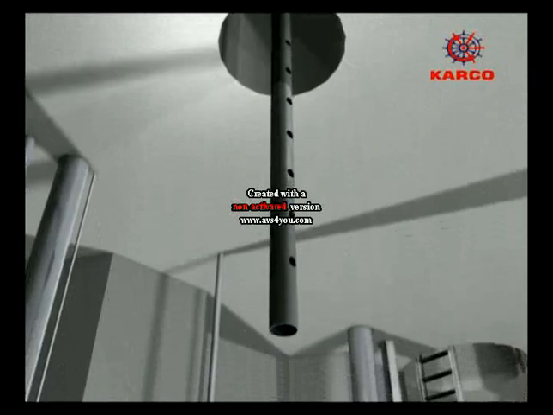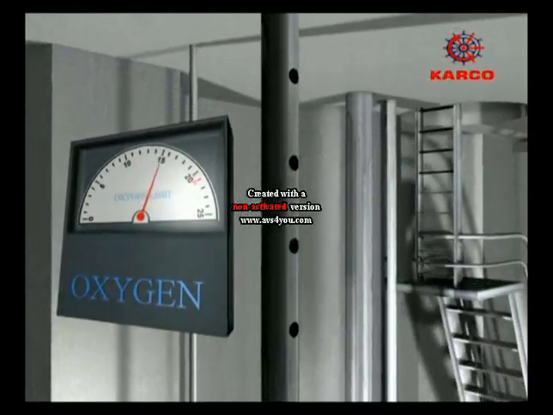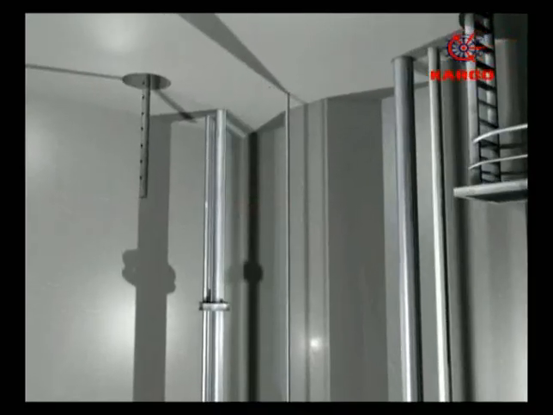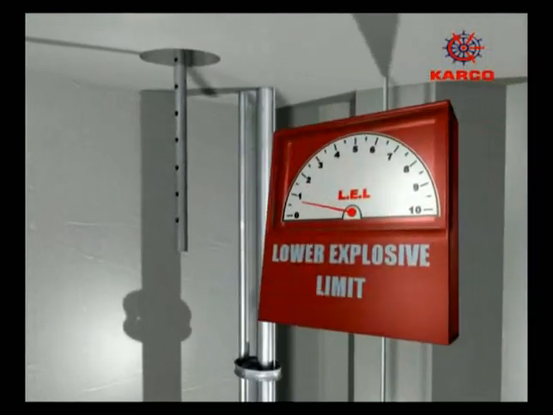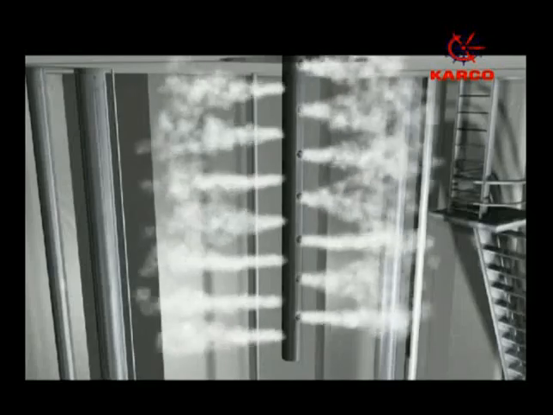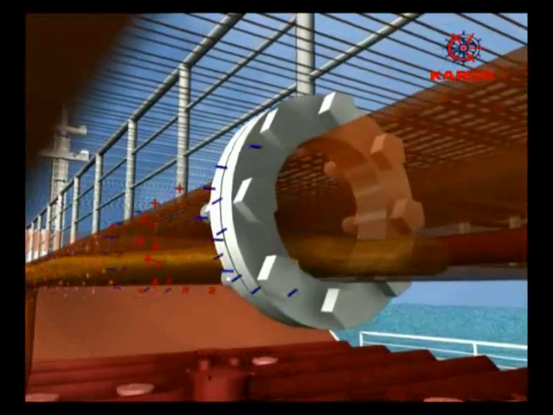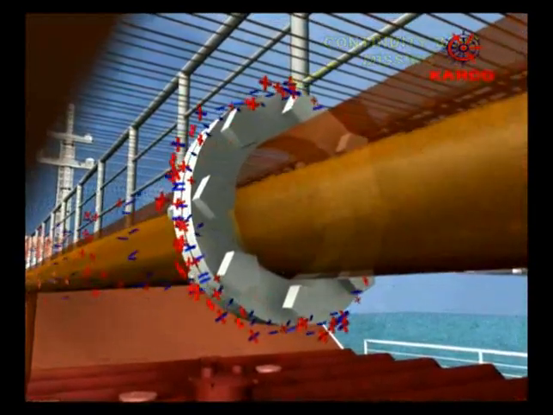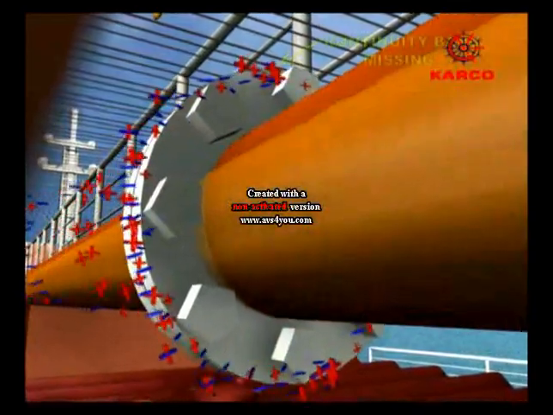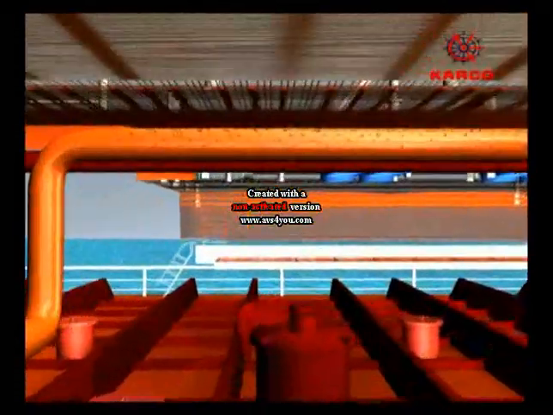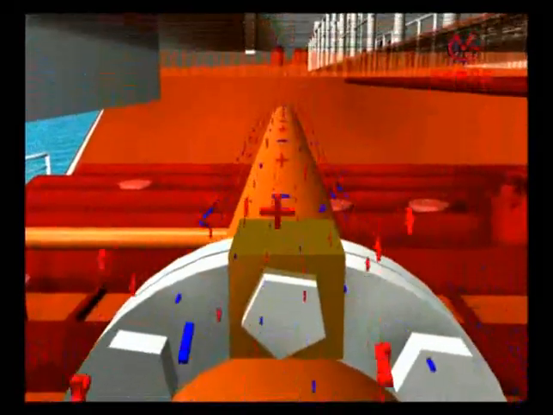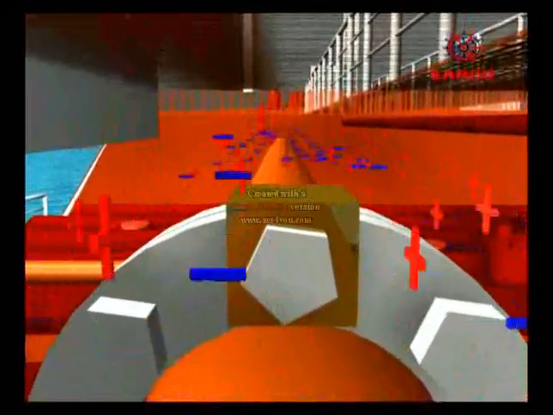When carrying out steaming of the tank, ensure the tank is in a gas-free condition. To avoid any accumulation of charge on the surface of the pipelines, all pipelines on deck are provided with continuity bands in way of the insulating flanges.